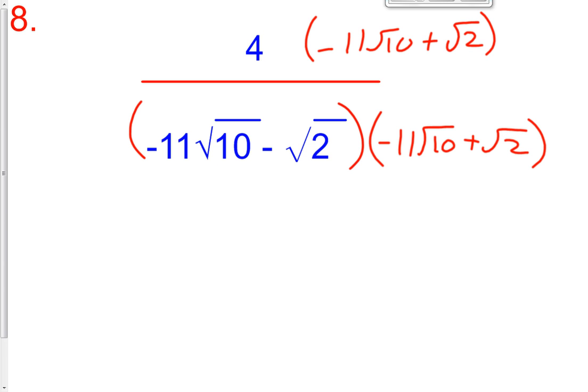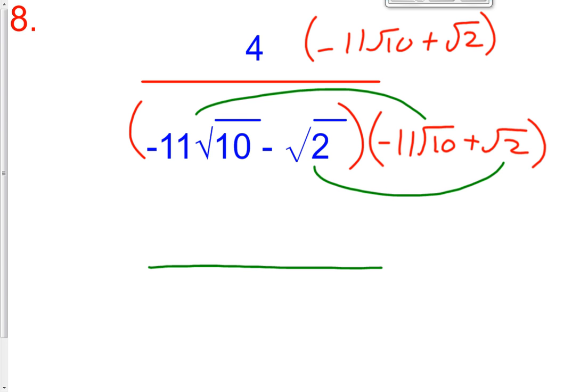So a negative 11 square root of 10 plus the square root of 2, you have to multiply in the numerator as well. Now class, when we FOIL the denominator, we don't need to write down the middle two terms, the O and the I of FOIL, because they're always going to cancel each other out. So don't even bother writing it anymore. Just multiply the first times the first and the last times the last, because that's all that matters.